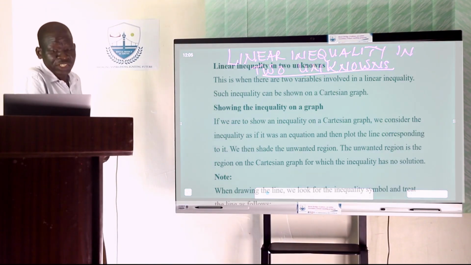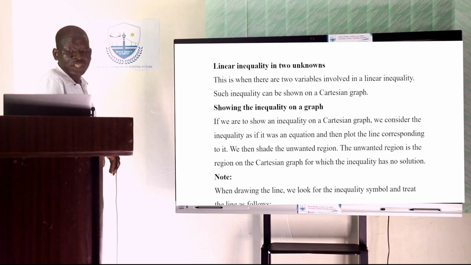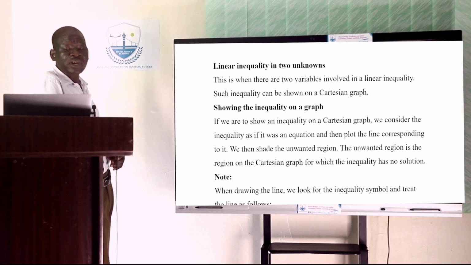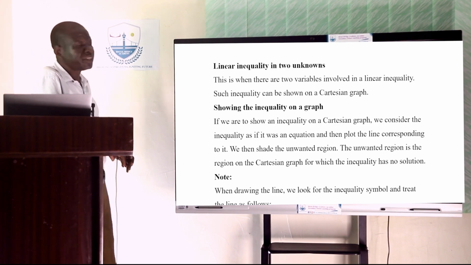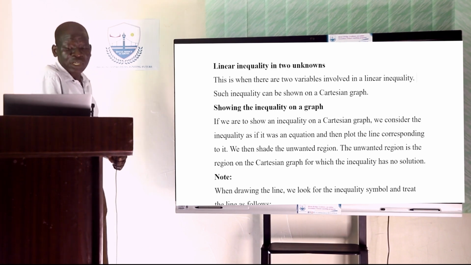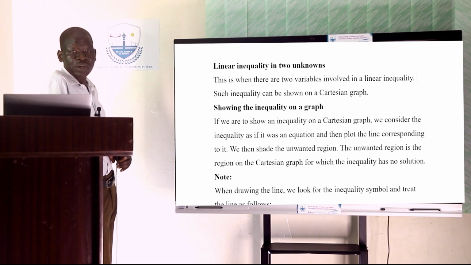So we are looking at linear inequality in two unknowns. This is when there are two variables involved in a linear inequality. Such inequality can be shown on a Cartesian what? Graph. That is on a graph what? Paper.